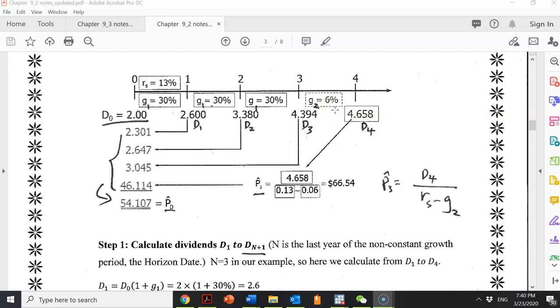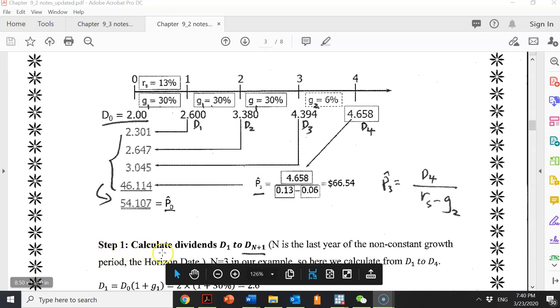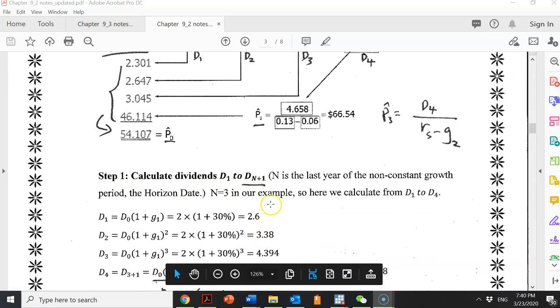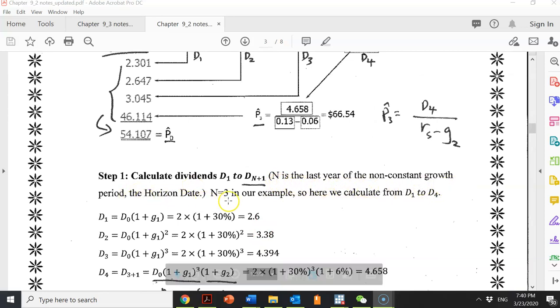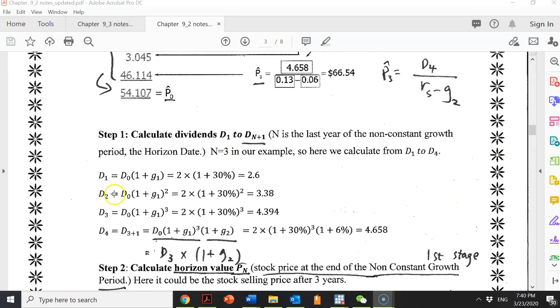Okay. Step 1. We need to calculate dividends from D1 to Dn plus 1. Here, n is the last year of the non-constant growth model, the horizon date, and it is 3 in our example. So we calculate D1 to D4. We know D0 is $2, given. We know G1 is 30%. So D1 equals D0 multiplied by 1 plus 30%, which is 2.6.